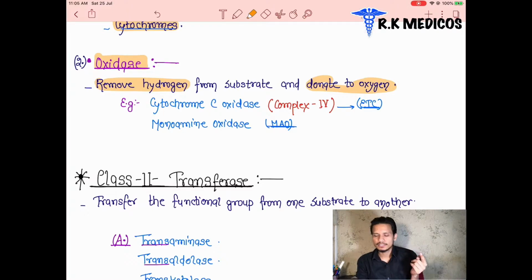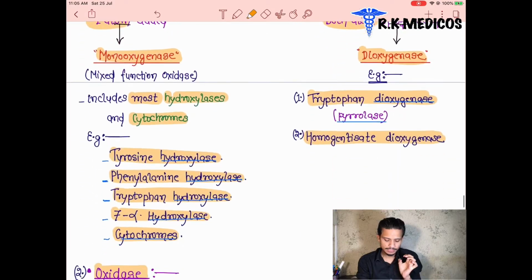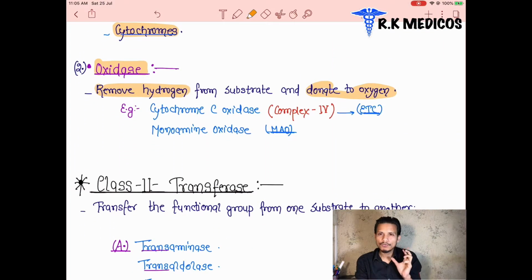In the first group, we can see the dehydrogenase subclasses, where there is a removal of hydrogen from one substrate and giving it to the B complex vitamin. But in the third group, oxidase, there is a removal of hydrogen from one substrate and giving it only to oxygen. And in the electron transport chain, the same activity is happening. Cytochrome C oxidase is taking the hydrogen from one part and supplying it to the O2.